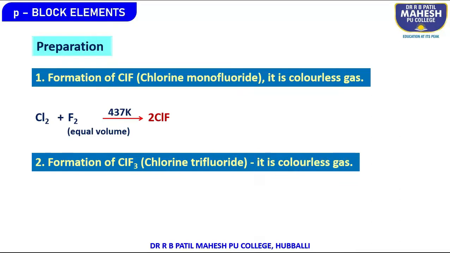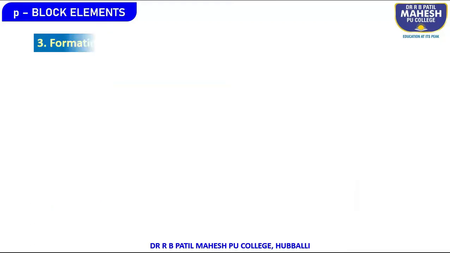Formation of chlorine trifluoride. It is also a colorless gas obtained by reaction between chlorine with excess of fluorine at a high temperature of 573 Kelvin. So when chlorine reacts with excess of fluorine, we are going to get ClF3 as the product.